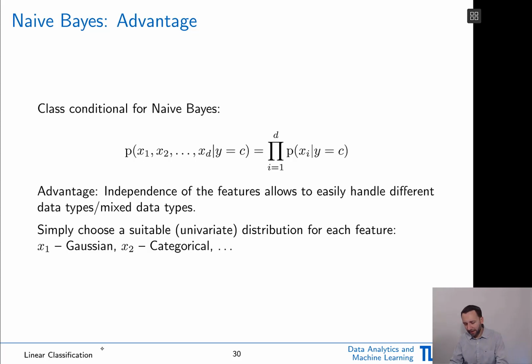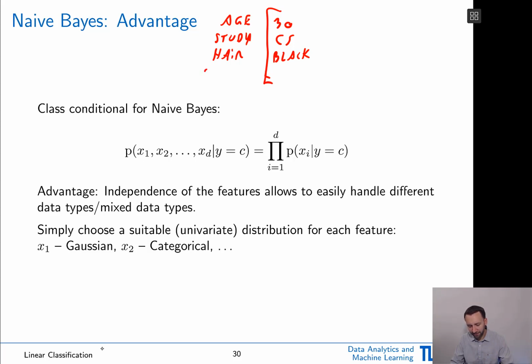So for example, we can have data which looks like this, right? We have a mixed, heterogeneous setting. Let's say we measure attributes of people. One is the age. One is the study program, CS, for example. One is the hair color, I don't know, black. One is the grade in the machine learning lecture, 1.3, for example. So this could be your data, and this can be very nicely modeled with a naive Bayes.